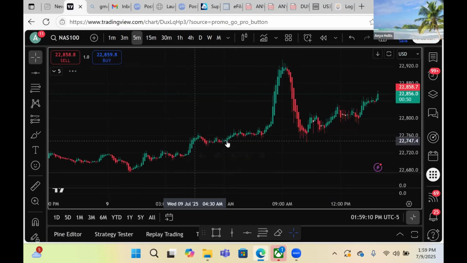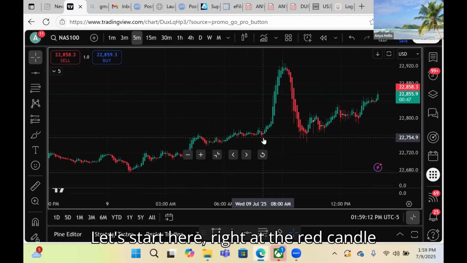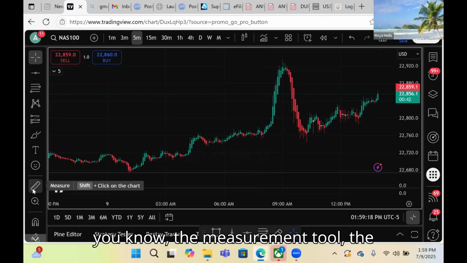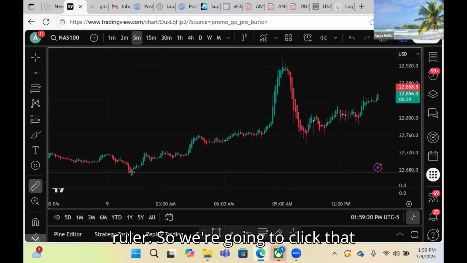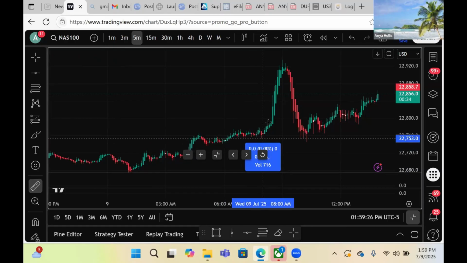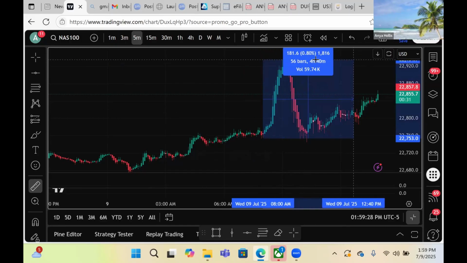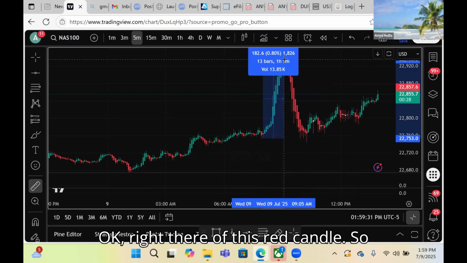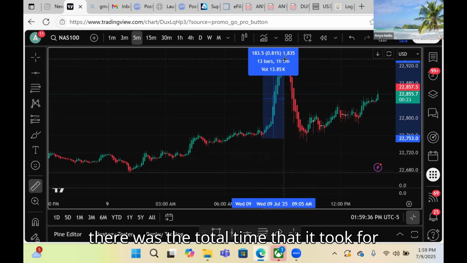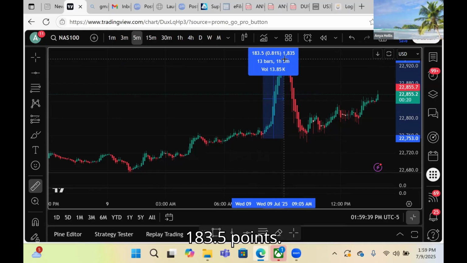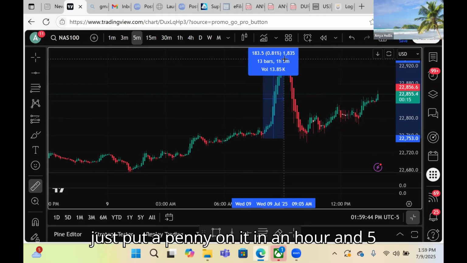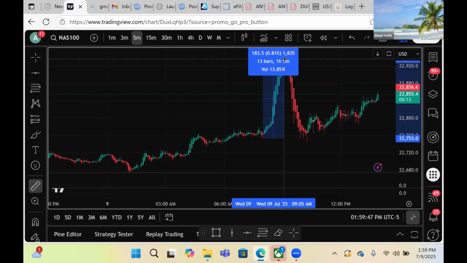Let's test it out. So let's take a 5-minute buy trend. Let's start here, right at the red candle, and we're going to measure it. To the left is a measurement tool. It's called the measurement tool, the ruler. So we're going to click that and go to the bottom of this red candle and measure it all the way to the top. So 1 hour and 5 minutes, you can see right there, was the total time that it took for this move to happen, and it moved 183.5 points. So if you would just put a penny on it, in 1 hour and 5 minutes, you would have made $183.50.